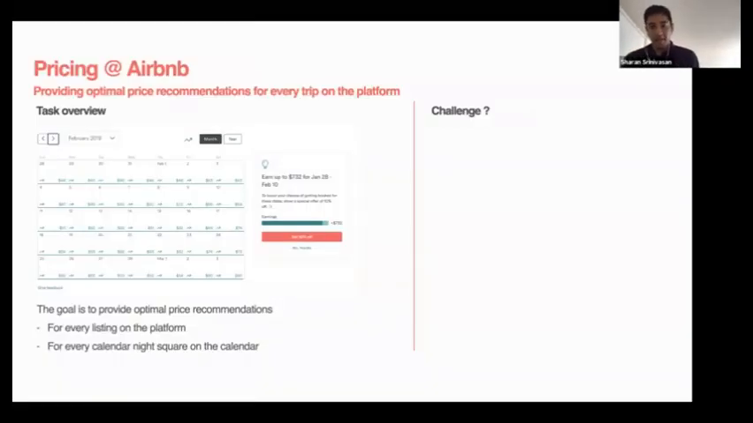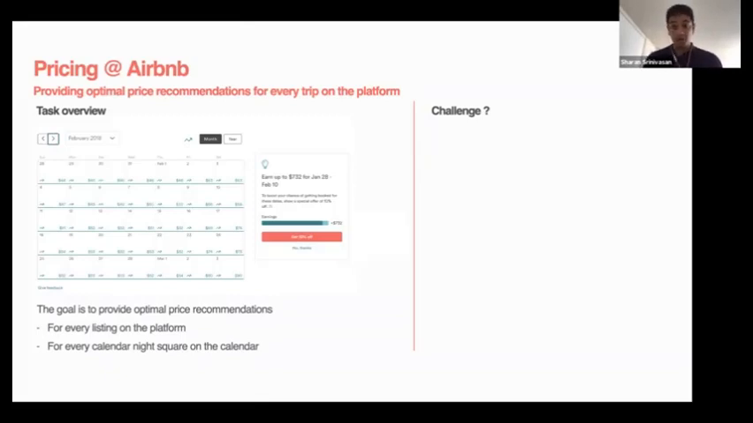So pricing at Airbnb essentially is a very host-facing feature or product. What you see on the left is a typical host calendar, which is surfacing prices that the host has set for every night. You can see in a few places here that the host has set $44 on a Sunday and 51 on a Wednesday, etc.